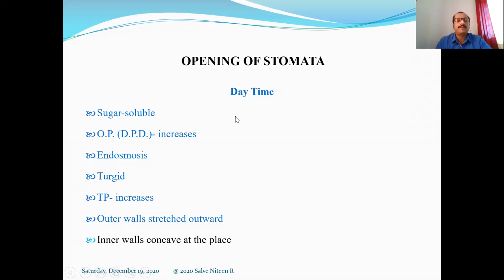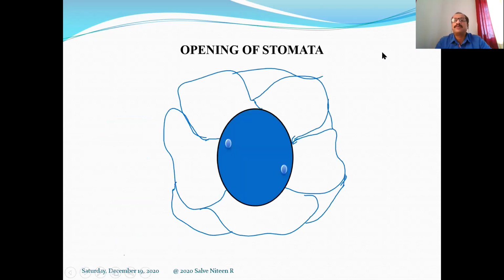So what happens during daytime? Sugar is soluble, it increases the osmotic concentration of the guard cell. When osmotic concentration increases, endosmosis takes place, guard cells become turgid. Due to turgidity, turgor pressure develops, and due to turgor pressure, outer walls are stretched away, and these outer walls also try to stretch the inner walls, which are thick and non-elastic, and therefore the stomata just become concave at the place. And I have shown it in animation here, opening of stomata.